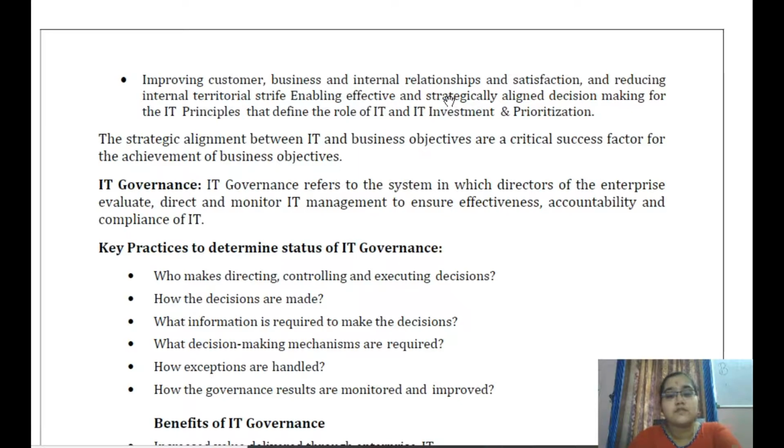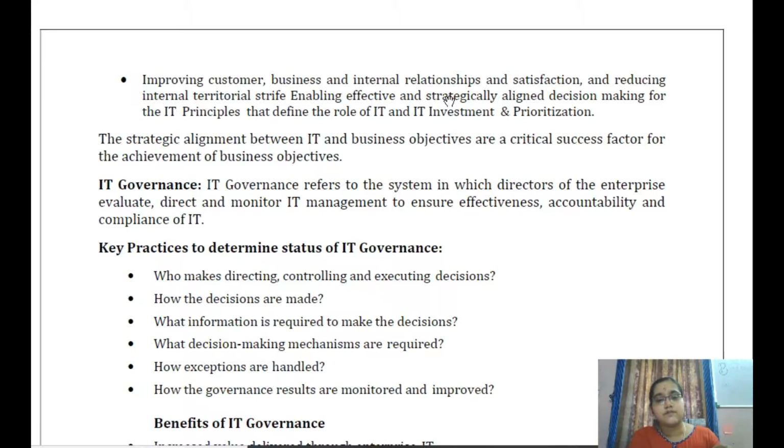So IT governance refers to that system in which the directors of the enterprise evaluate, direct, and monitor IT management to ensure effectiveness, accountability, and compliance with IT. See, in the first definition of governance, it is trying to build the relationship between the people and the enterprise, and helps them evaluate the options and set direction for the enterprise to achieve the objective, right? But this IT governance is specifically focused upon the IT management of the company. The directors of the enterprise will evaluate, direct, and monitor the IT management, information technology management, to ensure effectiveness, accountability, and compliance with the IT.